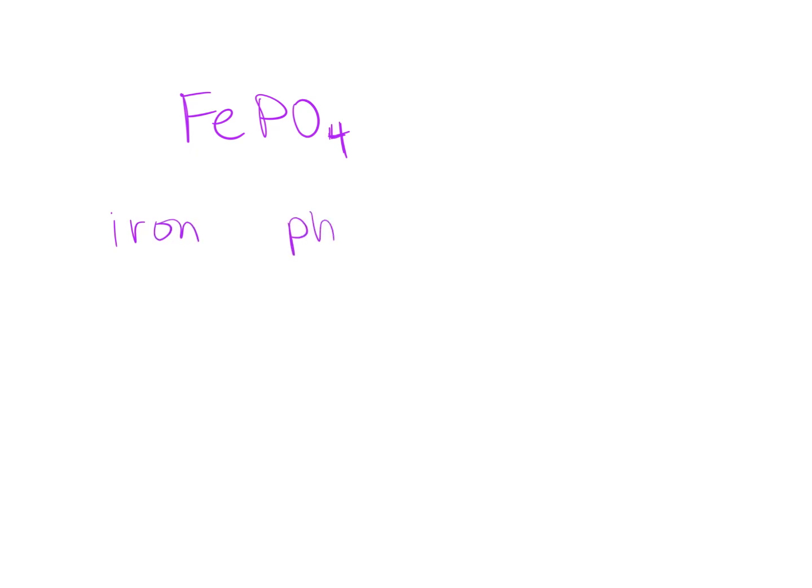I know it's going to be iron phosphate, but do I need to include a Roman numeral? Yes, right? Would I need to include a Roman numeral if my cation was like calcium or potassium? I only have to include a Roman numeral if it's one that has multiple charges. So I don't include a Roman numeral otherwise. But what should my Roman numeral be here? Iron what? Phosphate. Iron 3 phosphate.